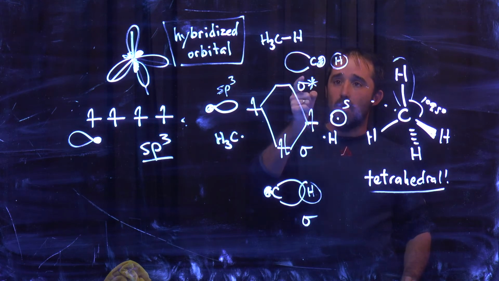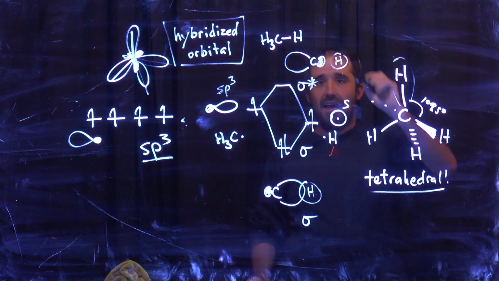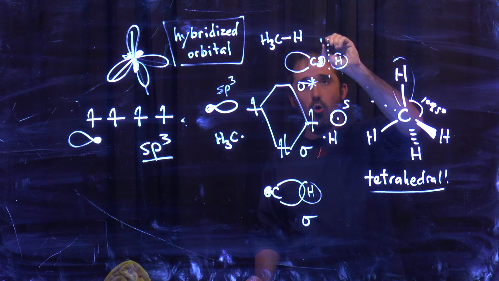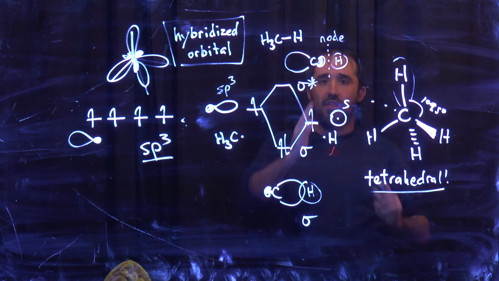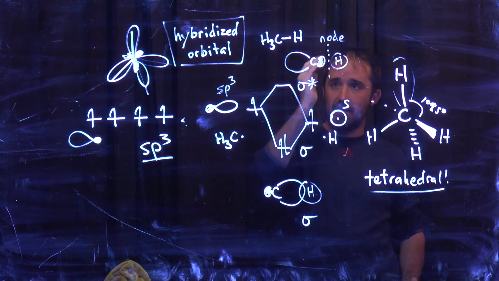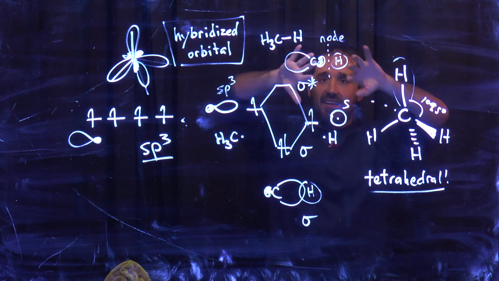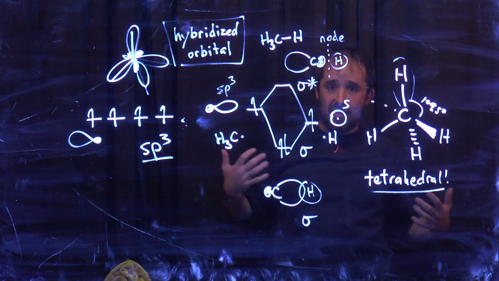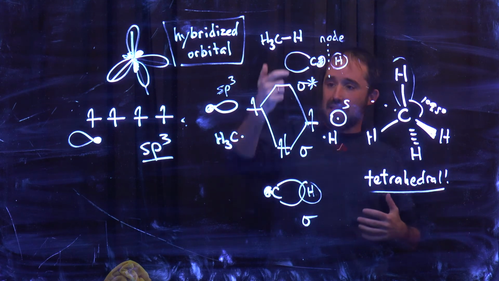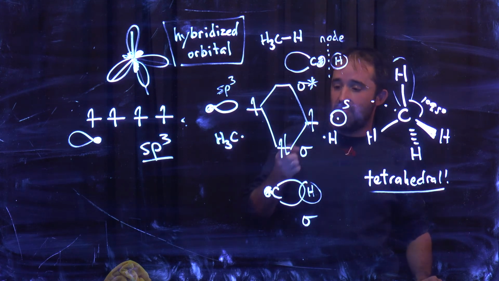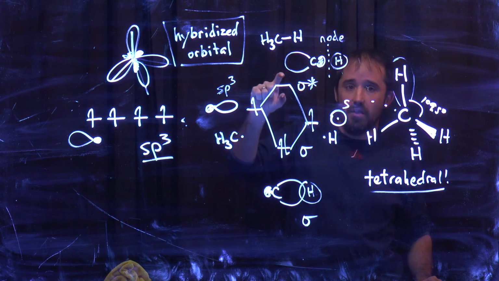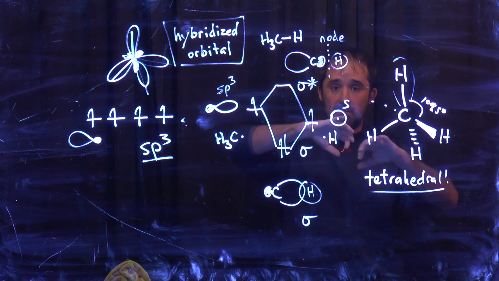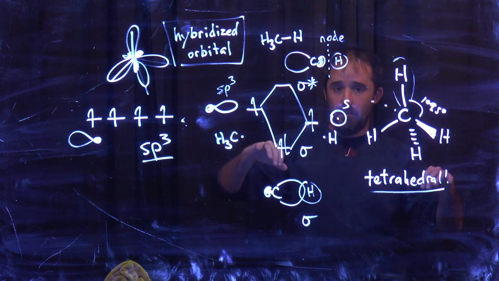The sigma star orbital now again has a node in the middle where there is no electron density. A lot of the electron density is outside the atoms. And this is, again, anti-bonding in the truest sense. If I put an electron in that orbital, or if I forced one of these electrons to go up here, it would help to take that bond apart, help to destroy that bond.